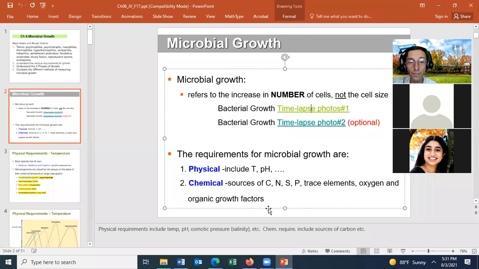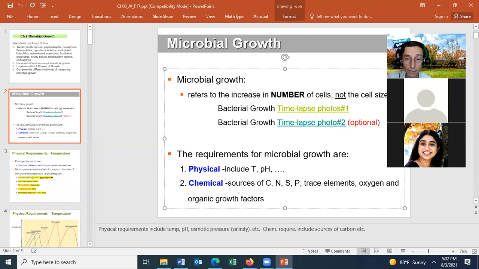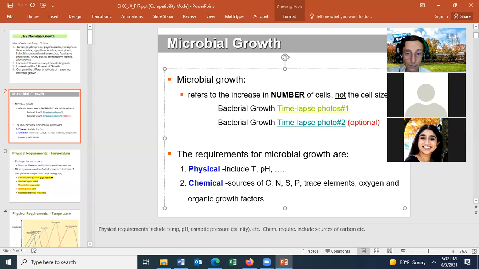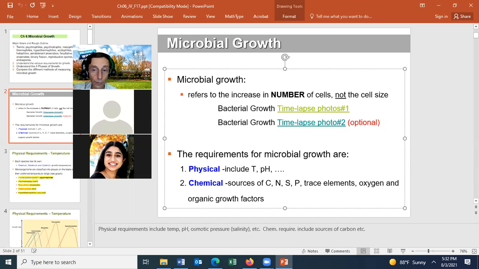Okay, so some physical requirements include an organism has to be at the correct temperature, the correct pH, the correct salinity, correct osmotic pressure. Some physical requirements for organisms to grow. They have to have a source of carbon, a source of nitrogen, a source of sulfur and phosphorus. They have to have a source of trace elements. They have to have the correct oxygen environment. And if they need it, they have to have the organic growth factors.